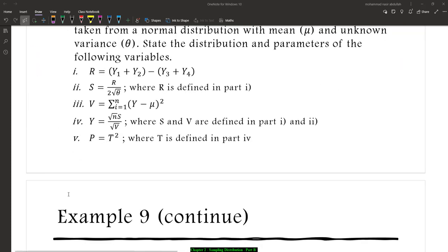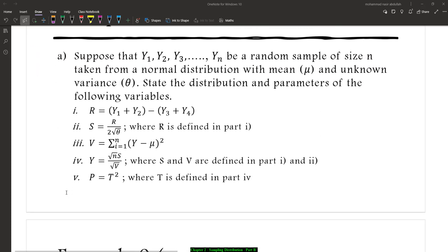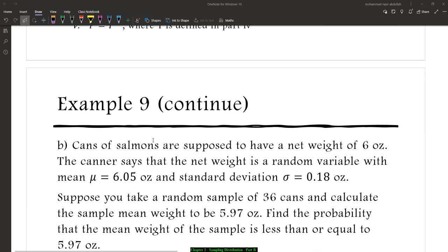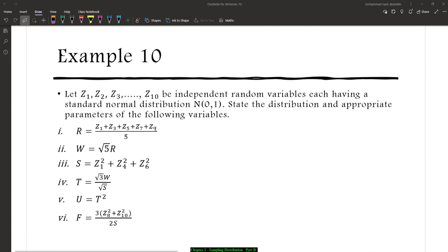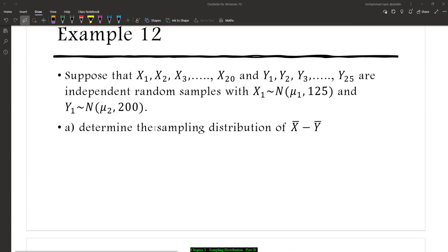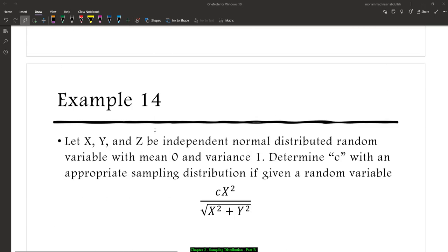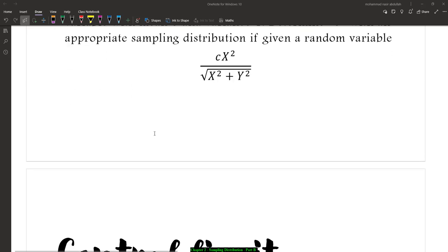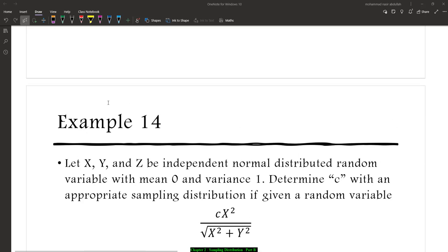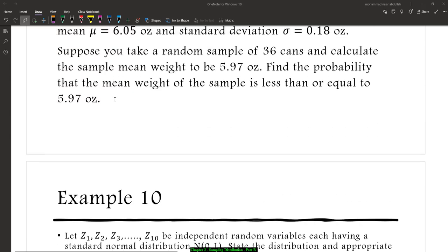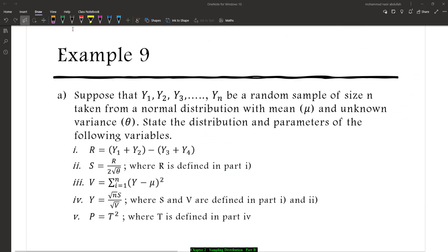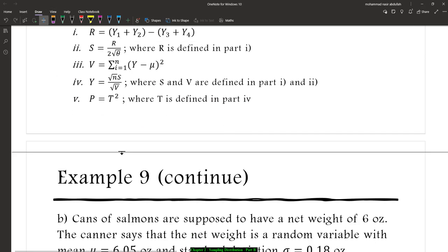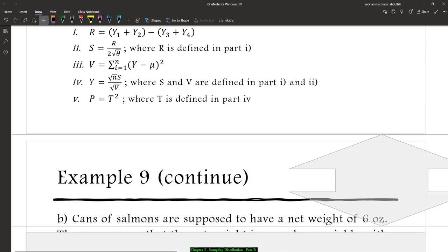Right. So now let's look at example number 9. It's the same thing, right? So the question should look like this. Okay, so let's look at example number 9. And then example number 10, 11, 12, 13 and 14 you can do by yourself, but better I show you 14 as well. But the others you can do by yourself. I leave it for you to do by yourself. So let's look at example number 9.